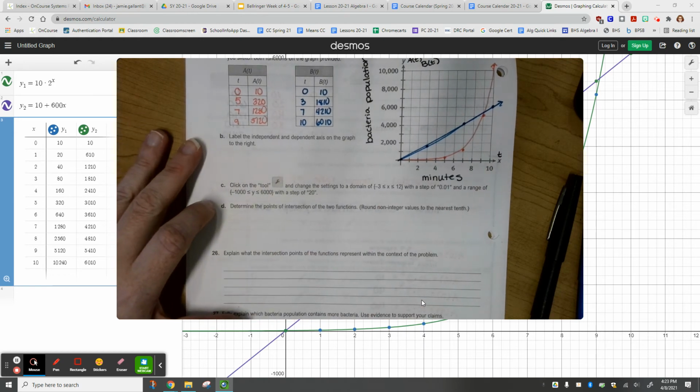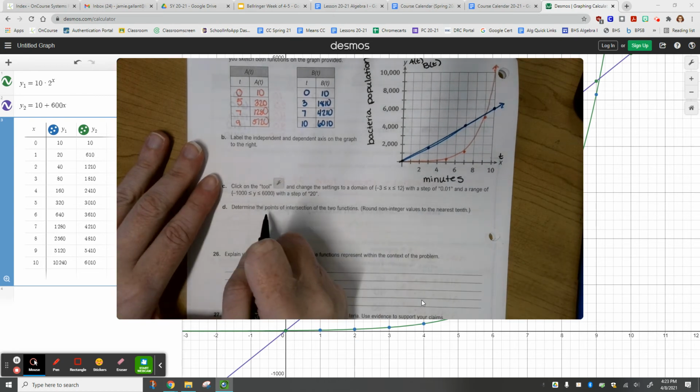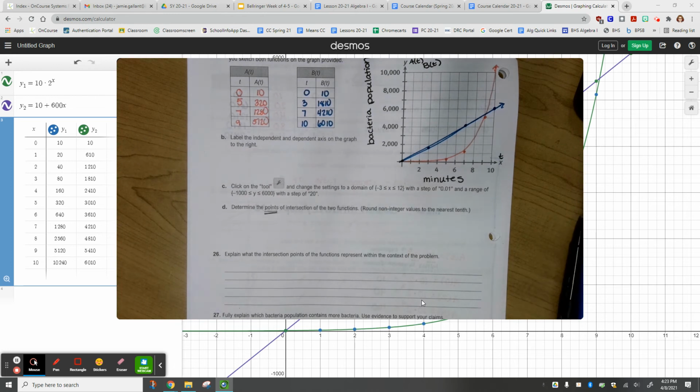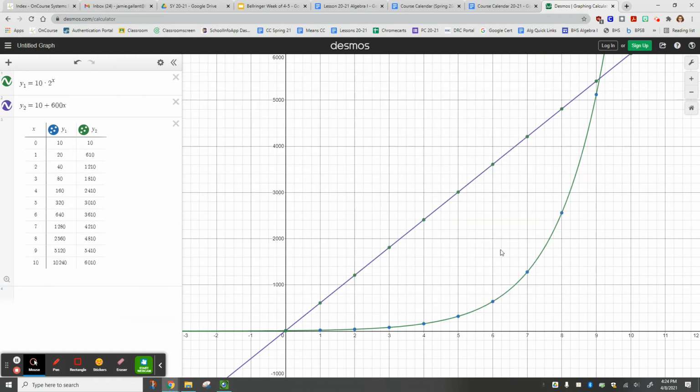D says determine the points of intersection of the two functions. So there are 2 intersections here. So remember at the beginning, I told you that when we solve systems, when we did linear, you would have either 1 point of intersection, or the 2 lines would have no solution, they wouldn't intersect at all, or they would be 2 of the same line on top of each other and you'd have infinite solutions. When we have nonlinear, we can have multiple solutions depending on the type of function. So we're looking for 2 points of intersection.